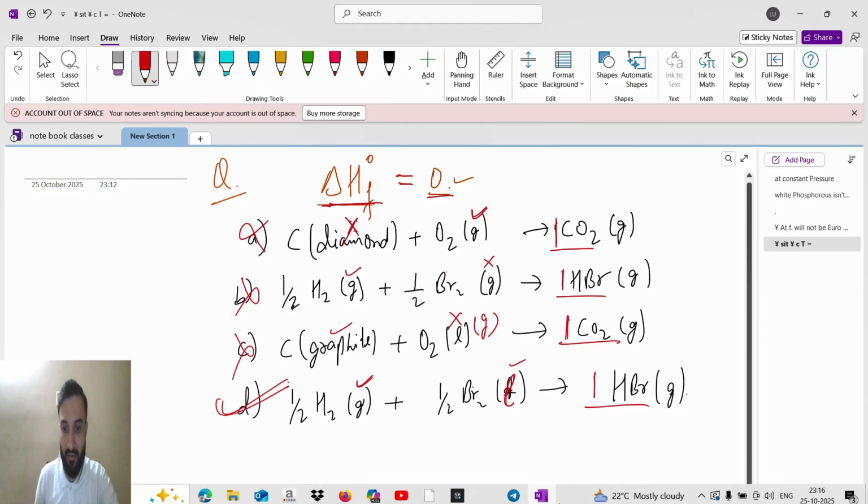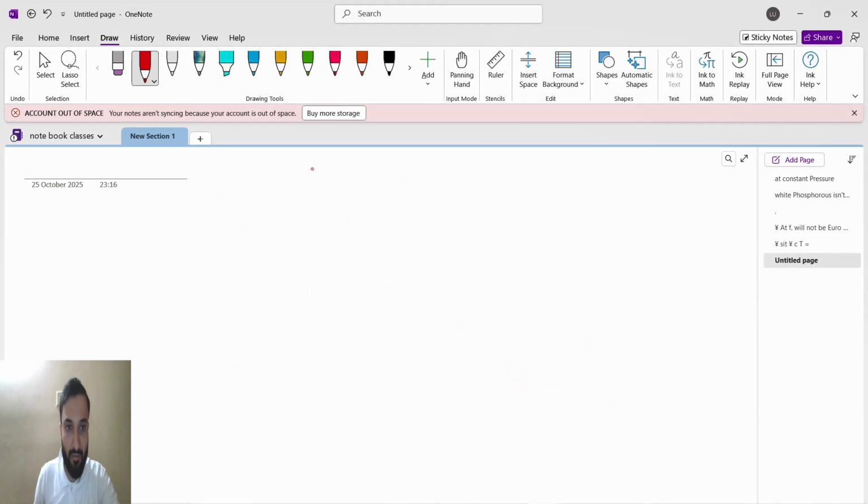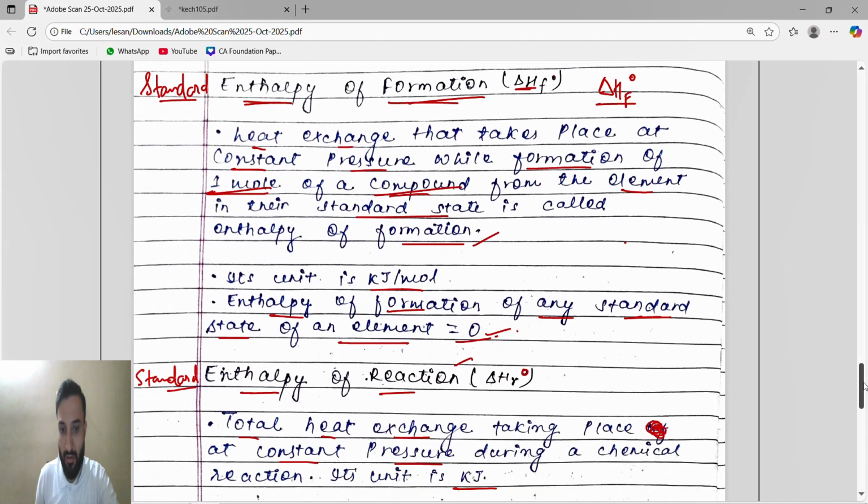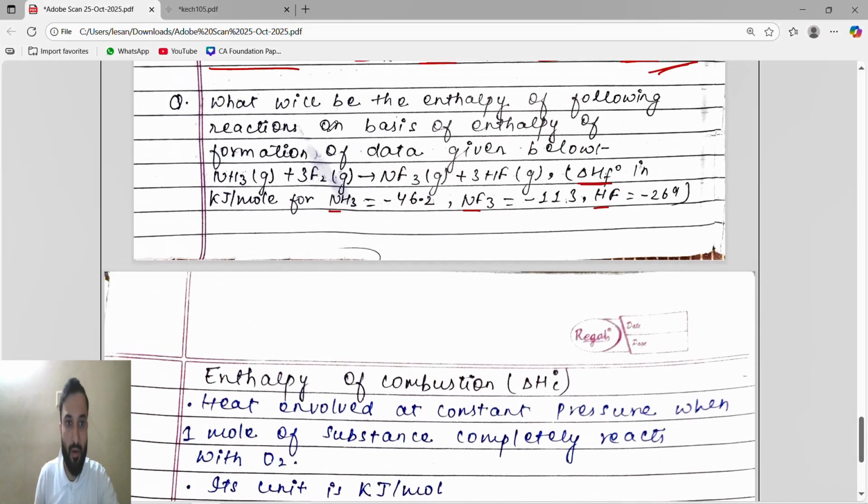Okay, yes. Now next, write on this. Next means guys, write on this question. What will be the enthalpy of the following reaction? You have to find the enthalpy of reaction.